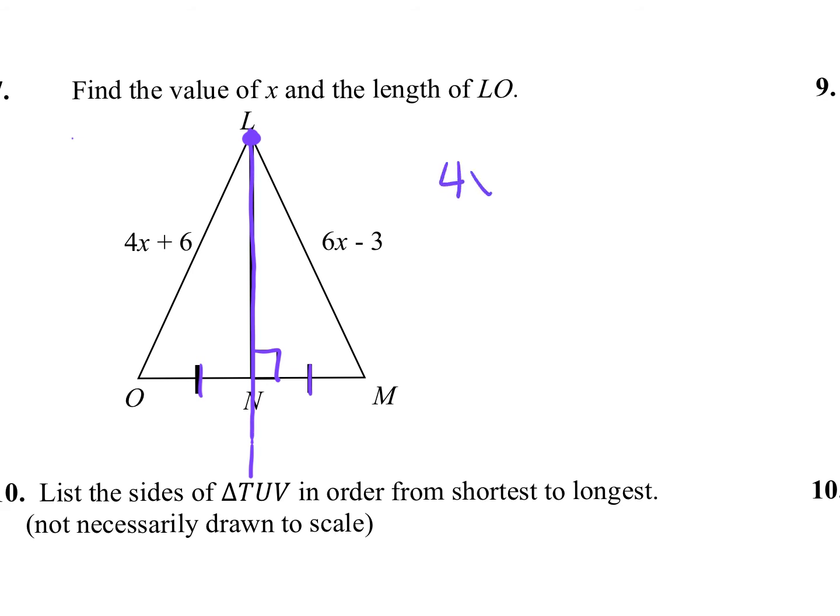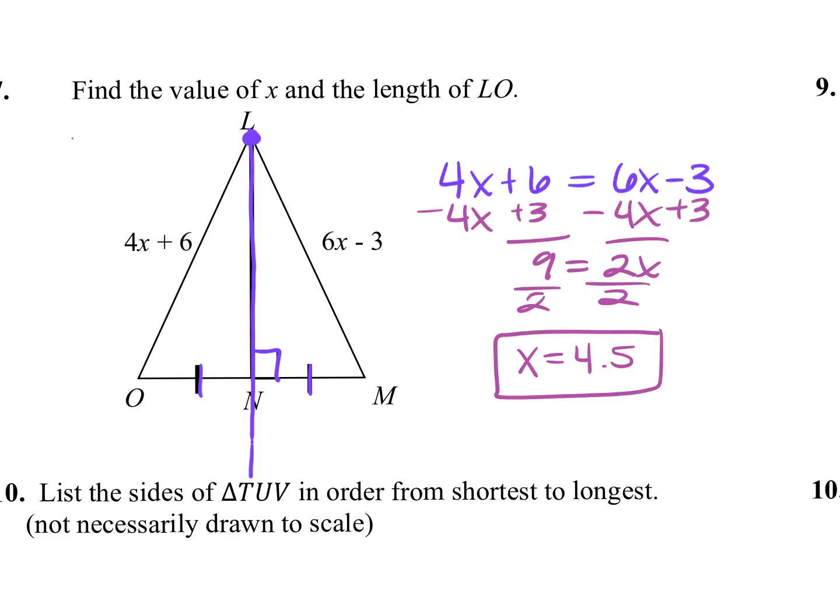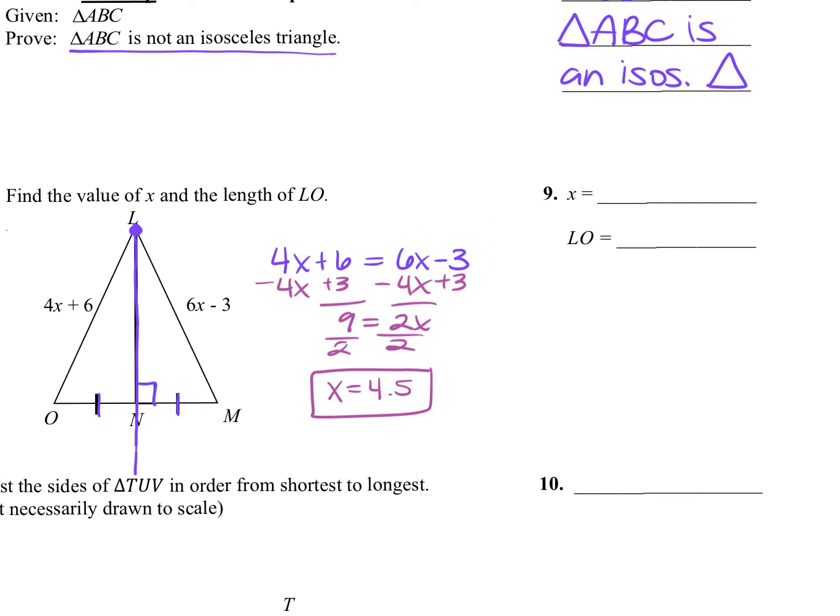So we're going to say 4x plus 6 equals 6x minus 3. And then just solve for x. So take away your 4x. And then add your 3. Okay, so 2x equals 9. Divide by 2. So x is 4.5. Okay, so that's here. So then how do you find LO?